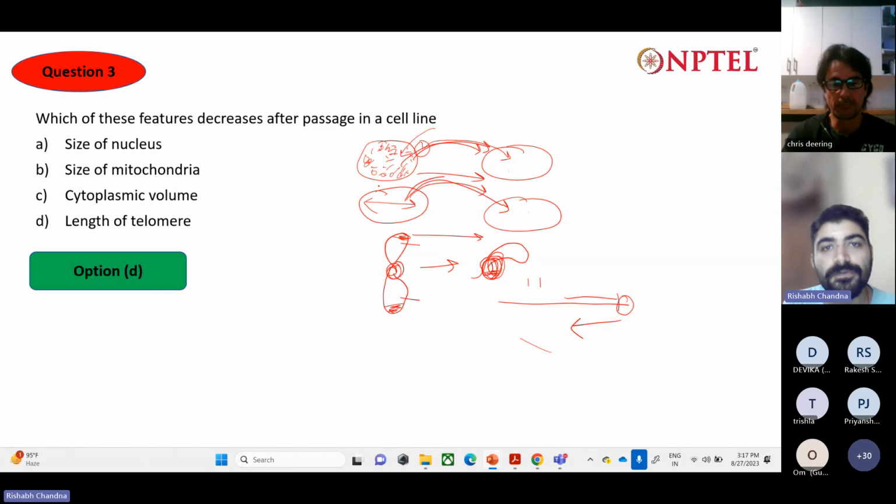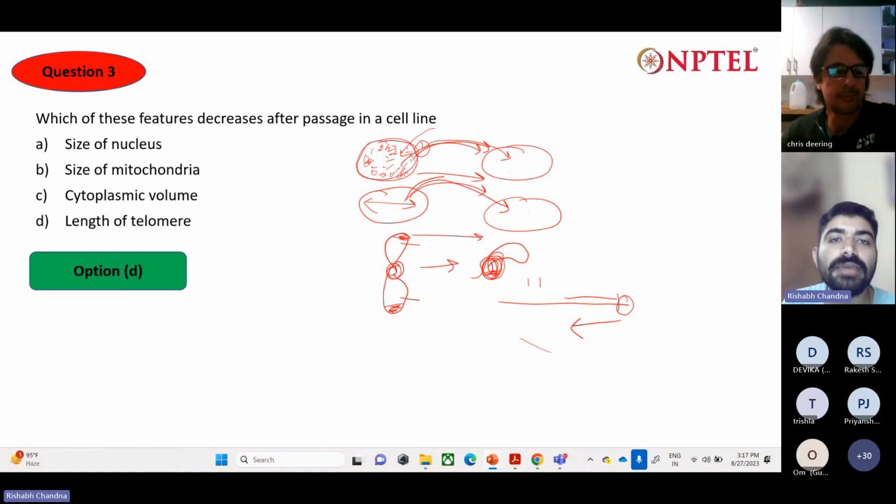Okay, so we generally do passaging of these cells. This is animal cell culture. So we generally see whether the cells have filled the area of the plate or not. Then only we do subculturing, and subculturing is the other name for passaging. That's it.